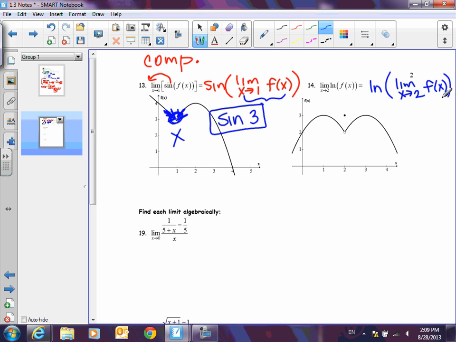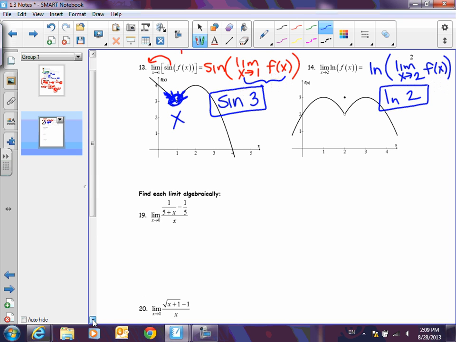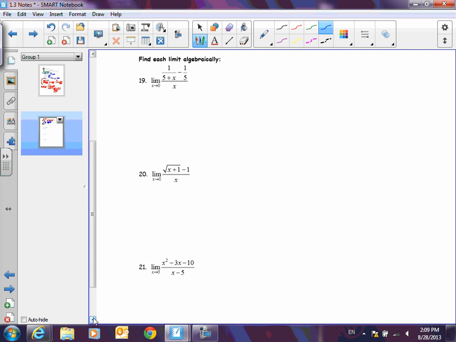Okay, so hopefully this was your first step. What is the limit as x approaches 2 of f of x? 2 from the left and right, so we have natural log of 2. Could we plug that in and get a decimal? Of course we could. For today, we're just going to leave it as natural log of 2. Okay? All right. Now we're going to get into some more interesting algebra.